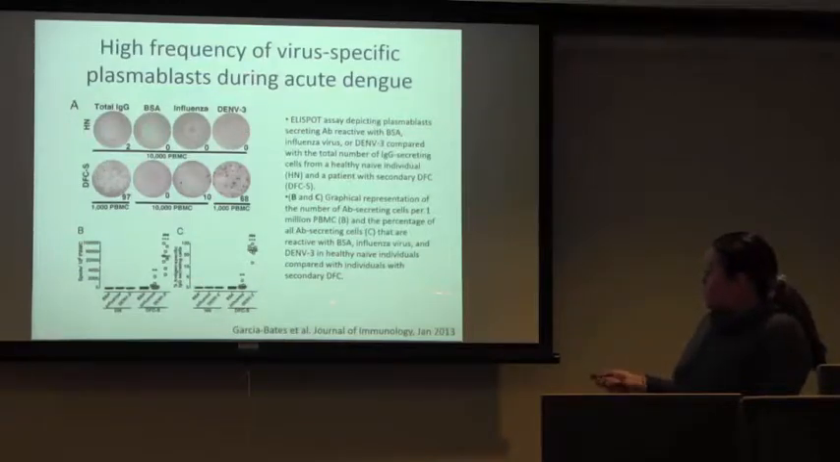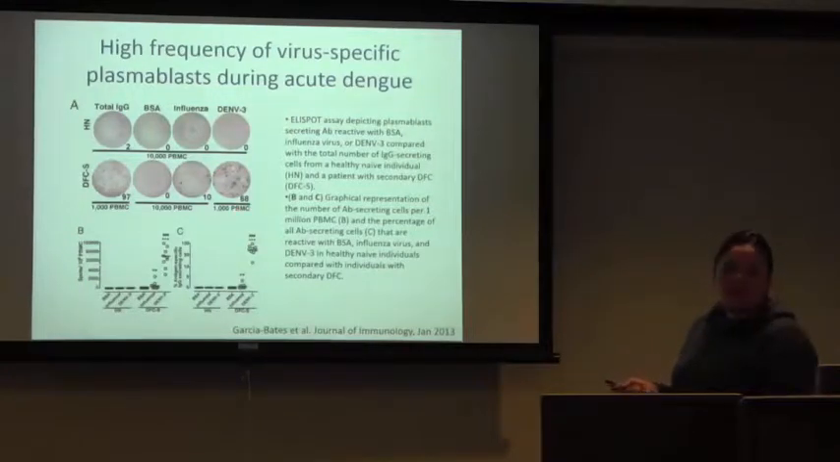It was published in January of 2013. I found that a lot of these patients that have secondary dengue hemorrhagic fever type of disease during the acute phase had high levels of IgG secreting cells. This is only having 1,000 PBMCs on this well. And most of them were dengue 3 specific.